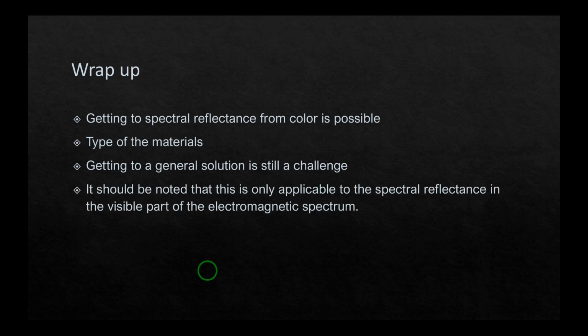And it should be noted that this is only applicable to the spectral reflectance in the visible part of the electromagnetic spectrum, and we can't just use the color and estimate the IR or UV part, because the standard observer that is watching that can't see UV and IR to start with. This problem is like some sort of compression problem, but the compression that has been caused by the observer. So this is only applicable to the visible spectrum.